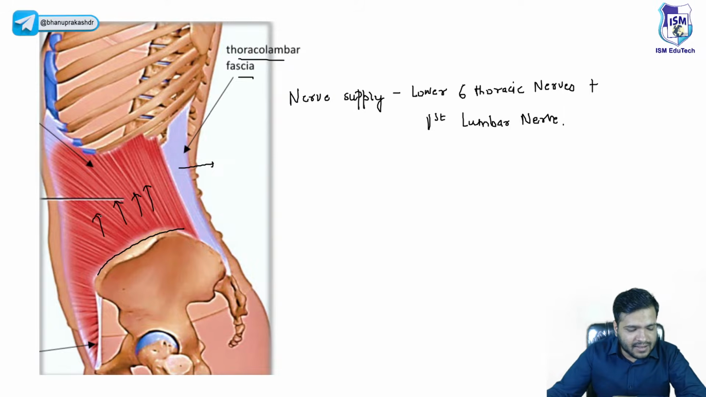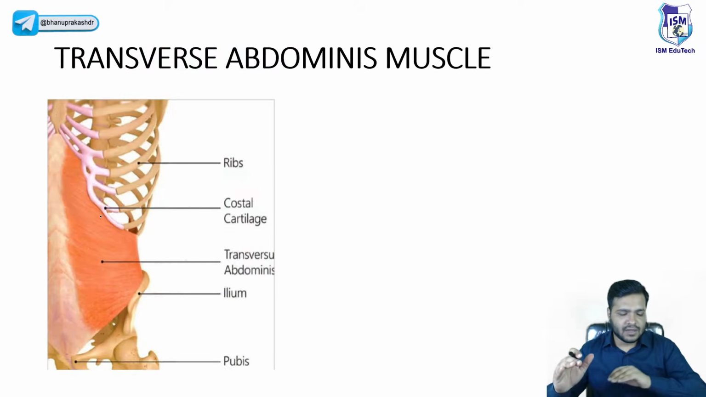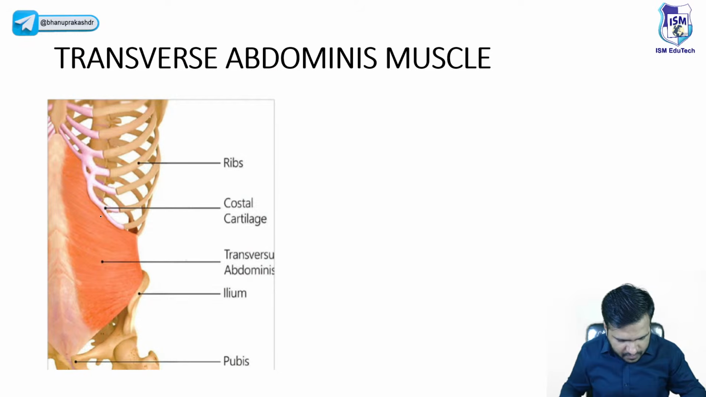So which are the lower six thoracic nerves? Quickly tell me in the chat box what the lower six thoracic nerves are. Quickly, from which nerve to which nerve? Tell me quickly. So yes, I will start with another muscle, that is the transverse abdominis muscle.